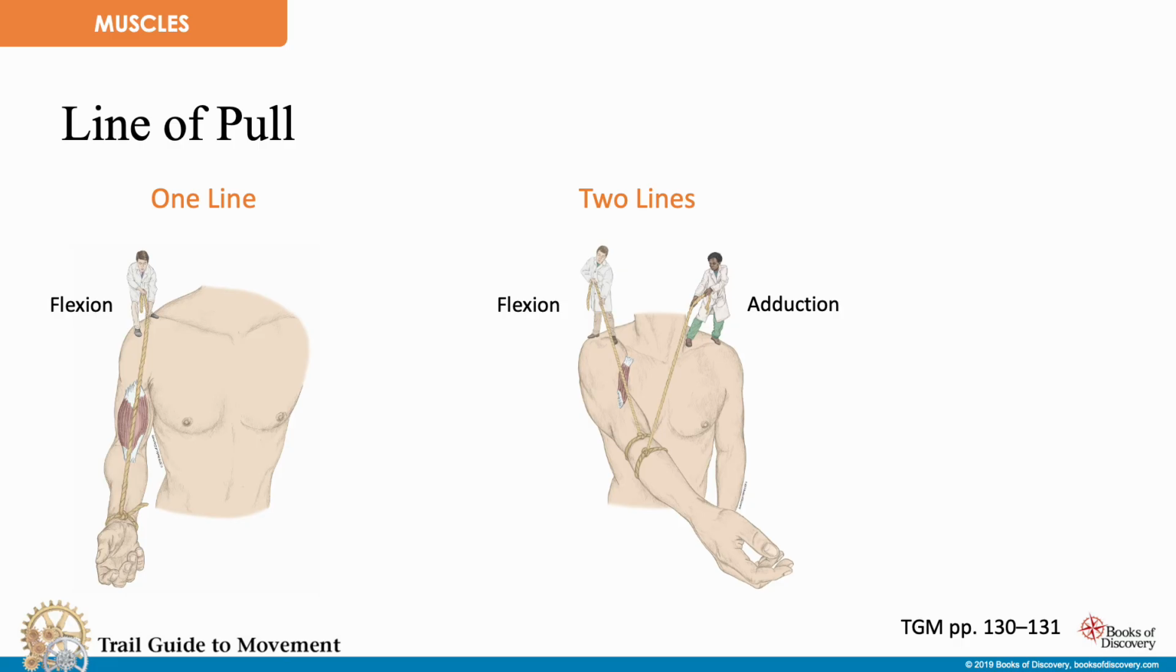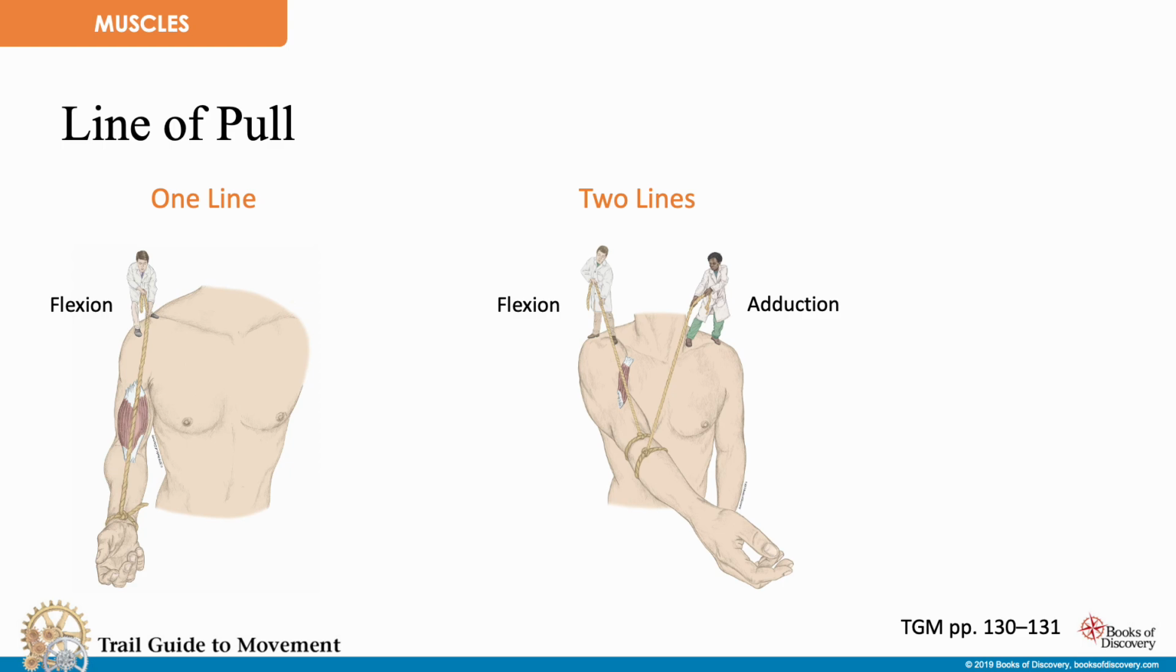So this makes line of pull a little easier to visualize. We're going to look at the little guys working on the shoulder areas. And on the left, we have one line. There's a single person pulling a single rope. This muscle has one primary job: flexion. It's straightforward, it's direct, and the force only goes in one direction.